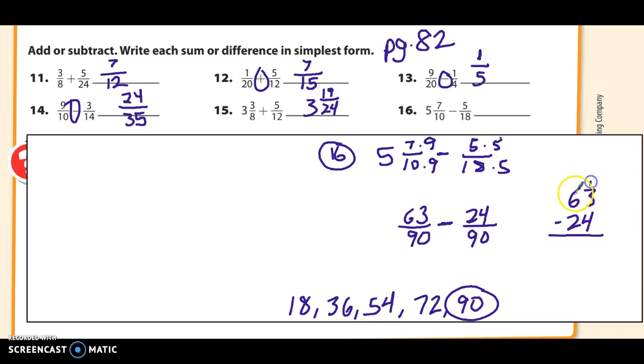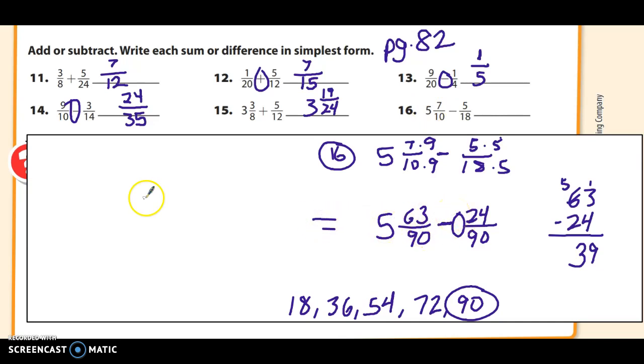And so I borrow and do 13 minus 4, that's 9. And then I've got 5 minus 3, or 5 minus 2, that's 3. So I'd have 39 90ths. And a lot of kids think that'd be the right answer. It almost is. So think about the 5 here. 5 minus, there's nothing here. It's like it's 0 here. 5 minus 0 is 5.